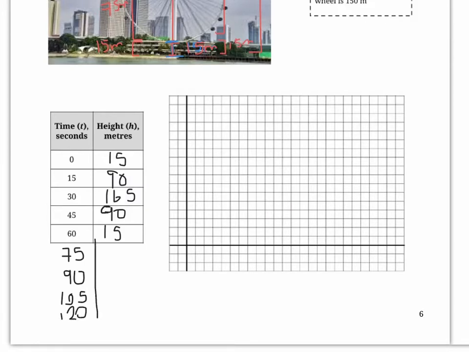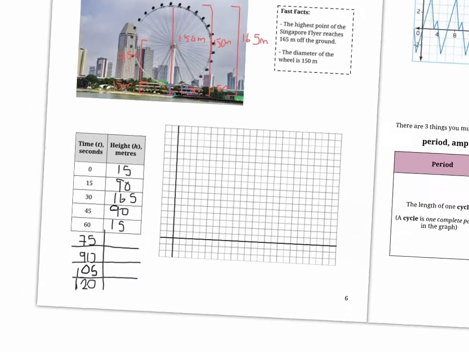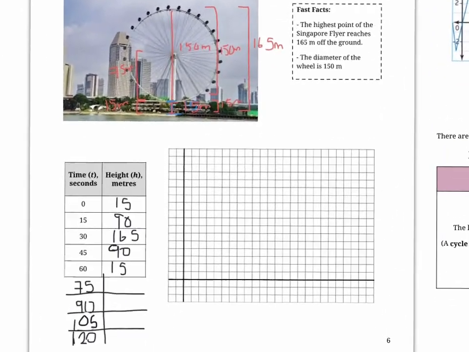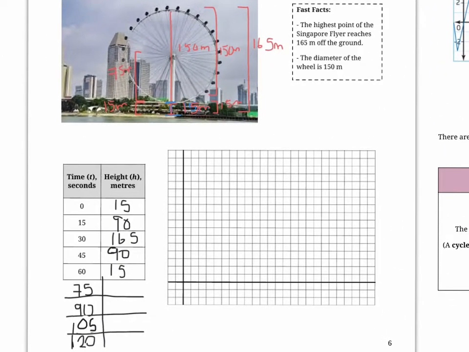So I'm just going to continue this t-table here. Okay, and again, I just got these seconds from just following the pattern. Add 15, add 15, add 15, add 15. So let's fill in the heights. Okay, this looks difficult, but it's really not if we understand what's happening in the Ferris wheel.